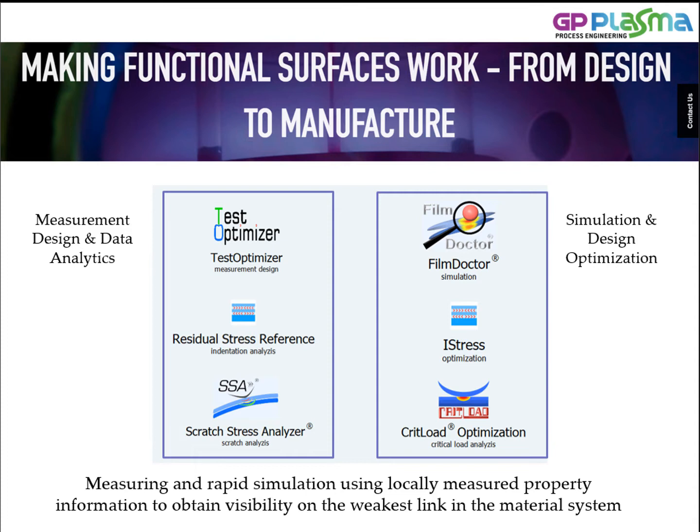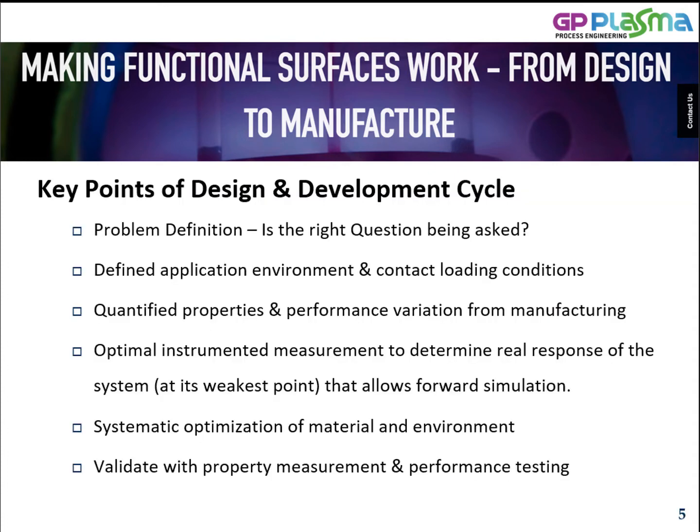You need to start holistic with the right questions. So the first step then is the problem definition. And what questions do we need to ask of our coating system in terms of the application and the environment that it's in? And even once those environmental and contact loading conditions are assessed, have you quantified how the properties of your system and its performance vary from manufacturing methods, whether it's the substrate manufacturing variation or the process manufacturing of your actual coating system?